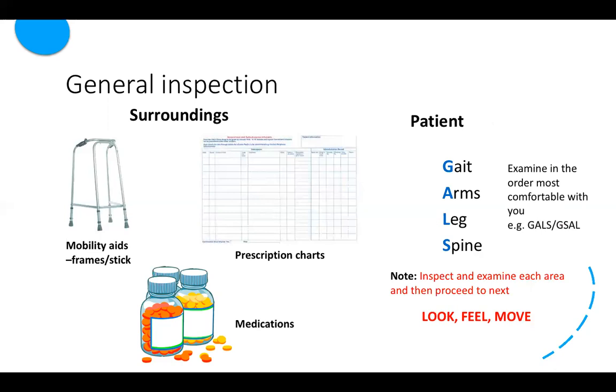Another important thing to note is to be comfortable in the order you're performing it. GALS is a handy mnemonic, and you can go in this order: gait, arms, legs, spine. But for example, I personally like to go with gait, spine, arms, and legs. So whichever order you're most comfortable with, which helps you remember the examination, go with that.